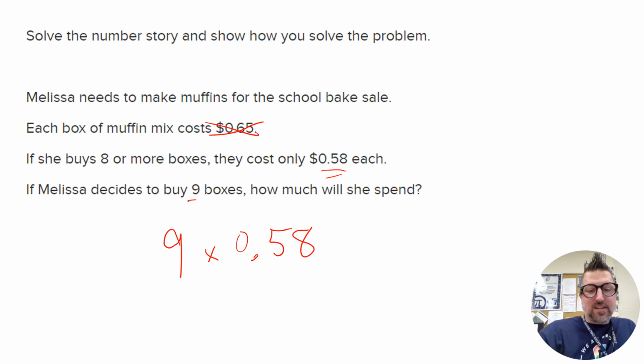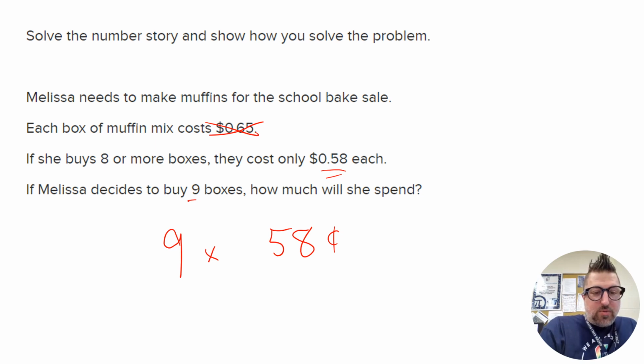58 cents. All right. What I'm going to do is multiply 9 times 58, and then I'm going to convert that back. So I'll figure out how much it is in cents first, and then I'll convert it back to dollars. So to do 9 times 58 cents, I'm just going to rewrite that a little bit like 58 cents.